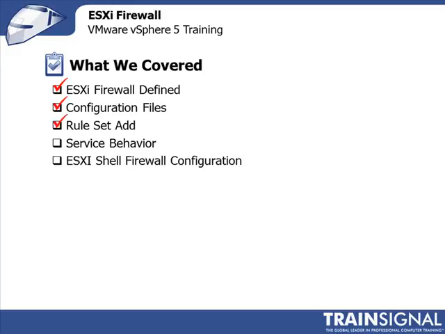We talked about the different rule set add files. I showed you the location where you can find the rule set add file, and I showed you the different options and values that you can assign to them. And we also went through an example of how to construct that particular file if you wanted to. We then talked about the service behavior. How does the service start and stop?